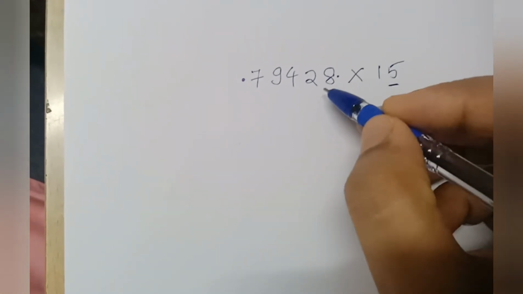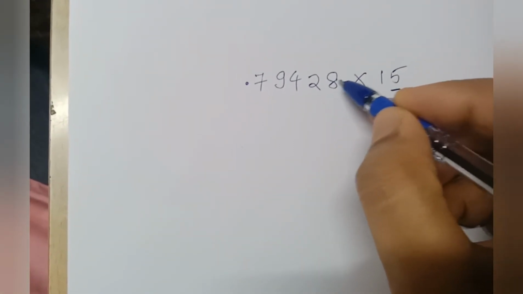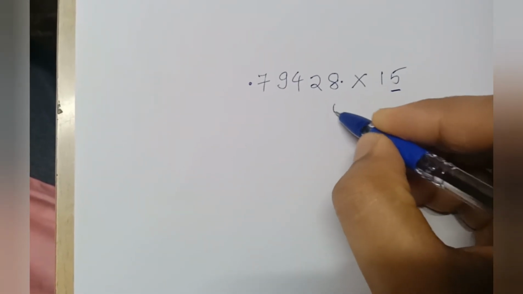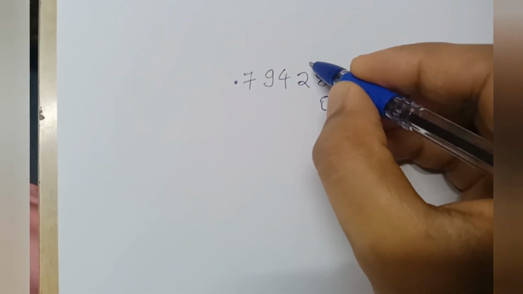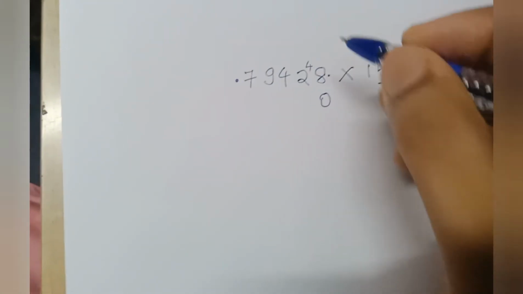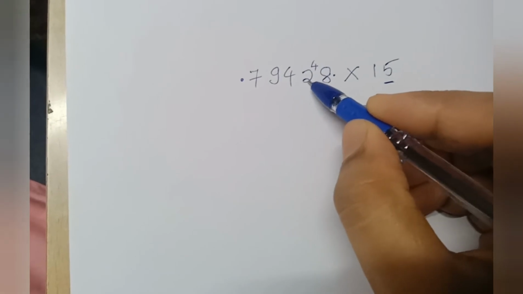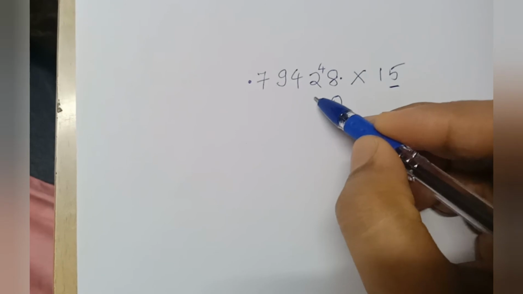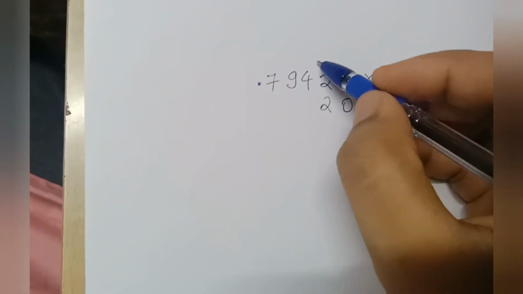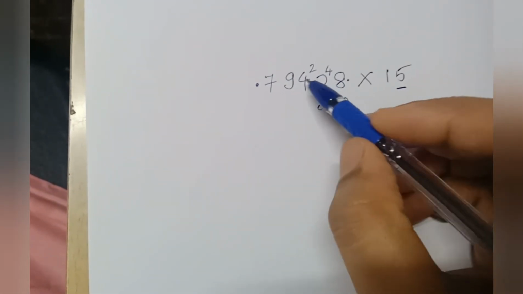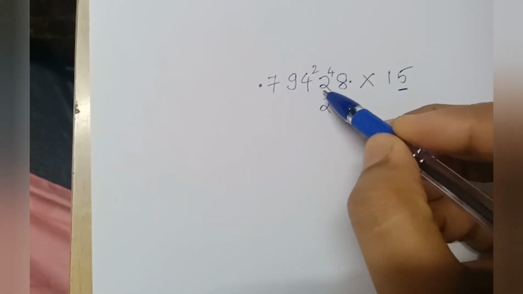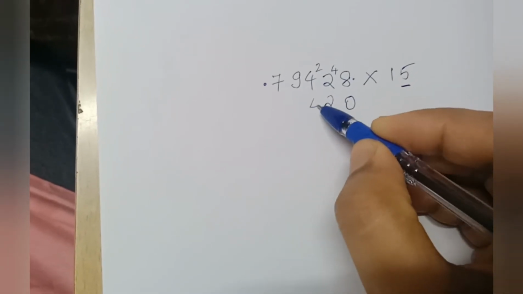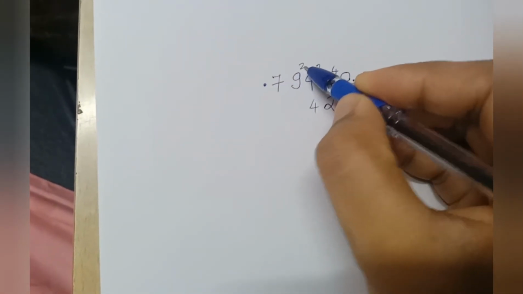5 8s are 40. 8 plus 0, taking this dot first, is 8, and 5 8s are 40. Write 0. Now write 4 carry forward. Now again 5 2s are 10. 10 plus 8 is 18. 18 plus 4 is 22. So write 2, and 2 carry forward. Now 5 4s are 20. 20 plus 2 is 22. 22 plus 2 is 24. So write 4 here, 2 carry forward.